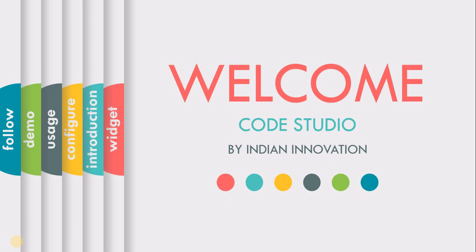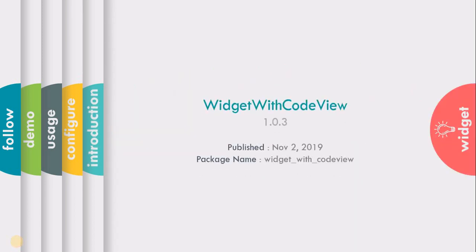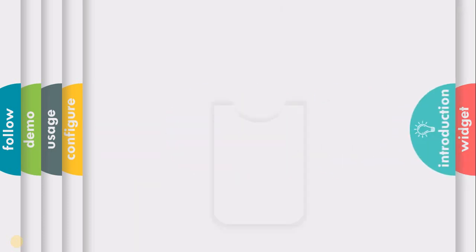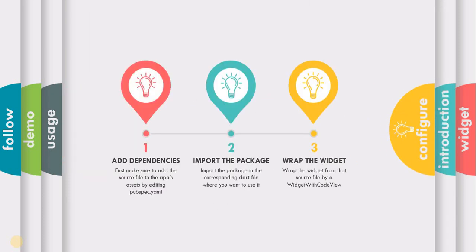In this series, we will be exploring a variety of Flutter packages and learning how to use them in developing your Android applications. Now, today's widget of the day is WidgetWithCodeView. This widget will help you to showcase your widget as well as its source code in a tabular format. So, now in this tutorial, we'll see how to add dependencies, how to import the package, and finally how to wrap this widget and use it.